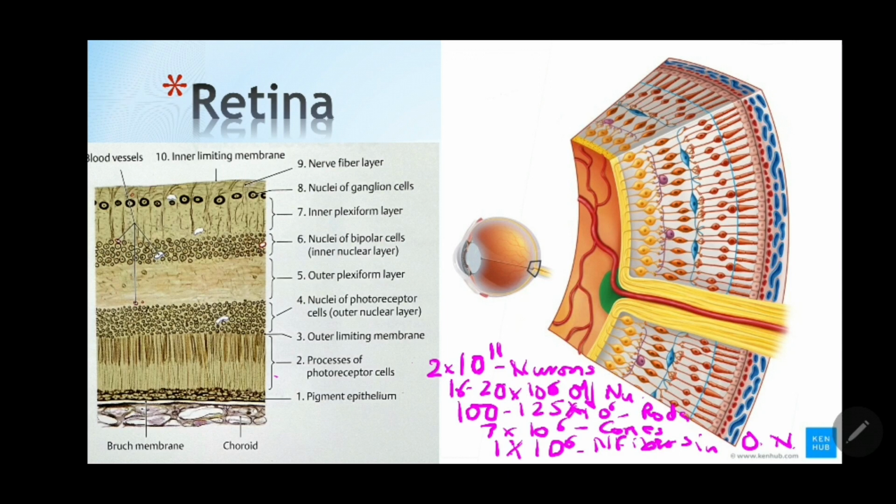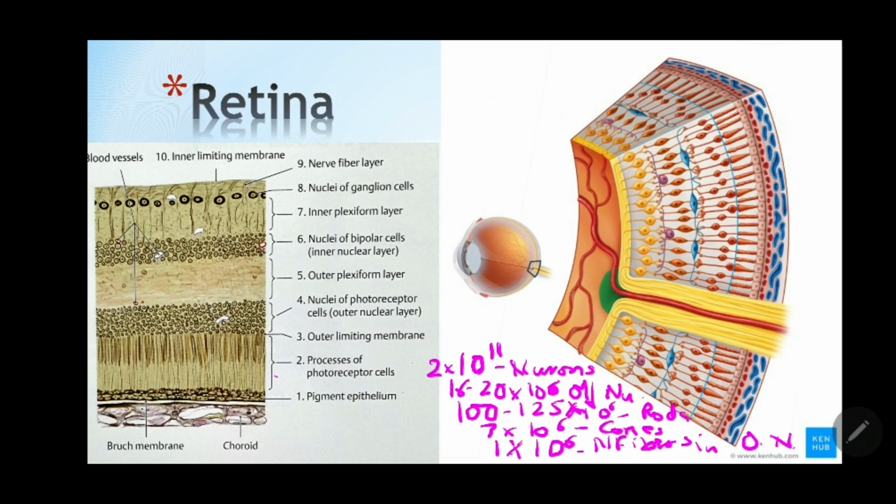So in between, whenever I keep revising it for you, you also get this information repeated every time. So I was talking about these rods and cones, right? You find that 7 million are cones in a single eyeball, and in a single eyeball there are 100 to 120 million rods. So rods are much more in number than the cones.